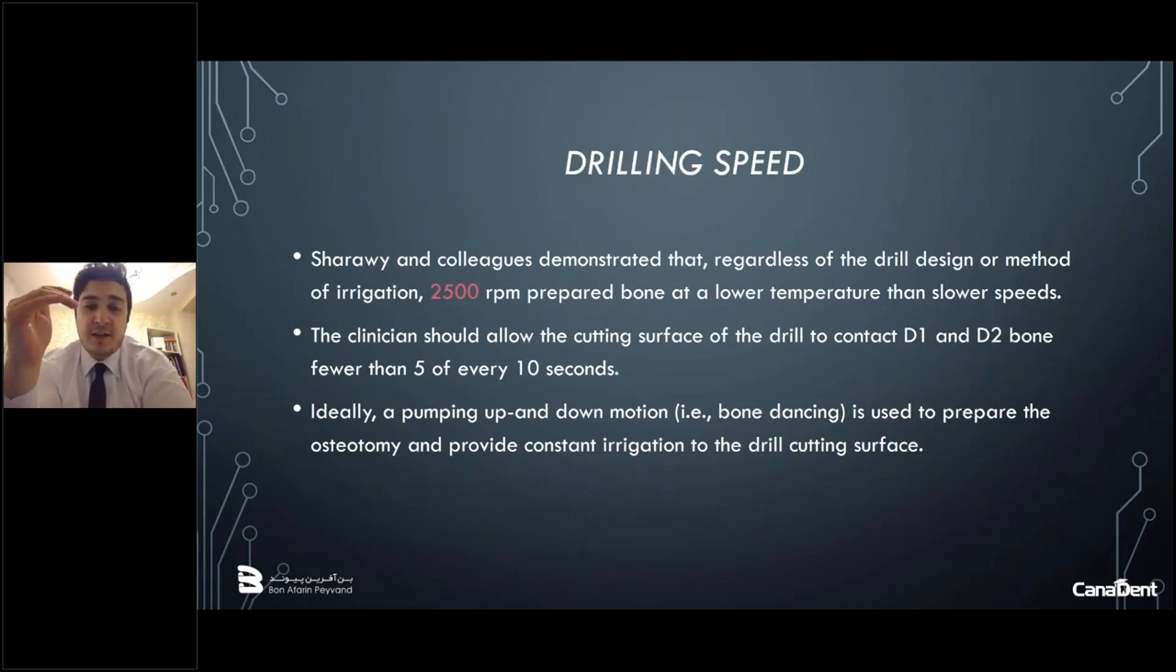And the other thing that is very important is called the bone dancing method, or pump in, pump up or pump down method, which means that you drill like this. You don't put it and start drilling. This will cause a lot of heat, and when you pump up and pump down, it will give irrigation the chance to go into the bone, clean the debris, make the tip of the drill cooler, and it will also help with the process of osseointegration.